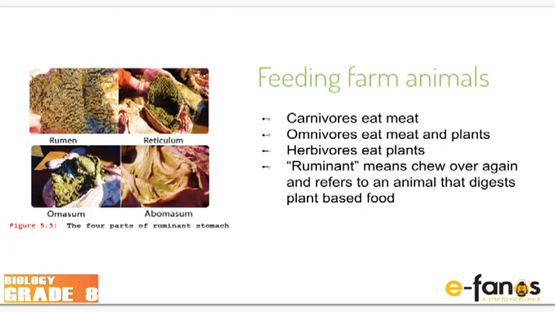Okay, feeding of farm animals now. So, first of all, carnivores are things that eat meat. Omnivores eat meat and plants, whereas herbivores are vegetarians and they only eat plants. Ruminant is an important word that you need to know, and it just means that it chews over and over again. And this refers to an animal that digests plant-based food. It takes a long time for that stomach to digest it.